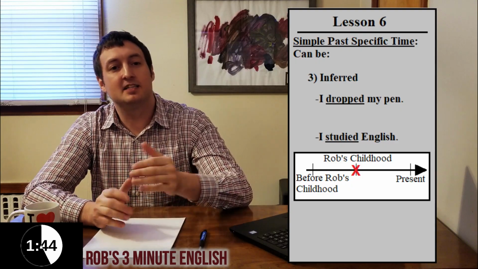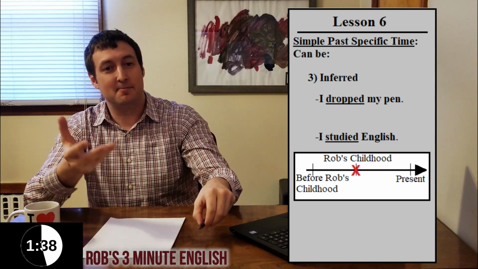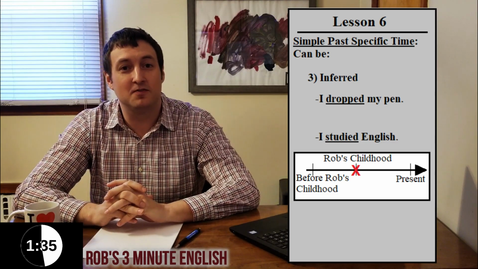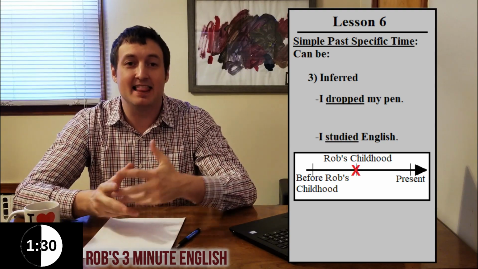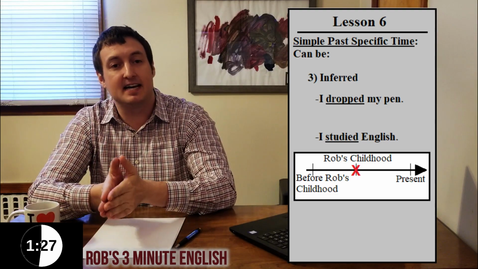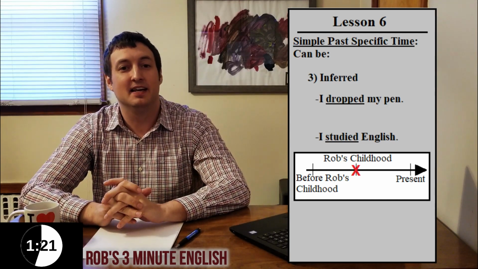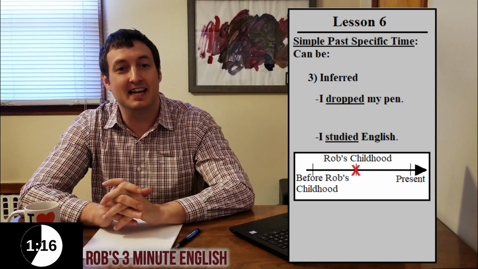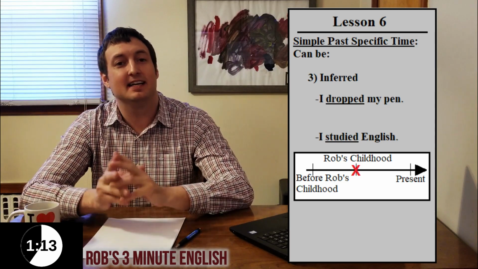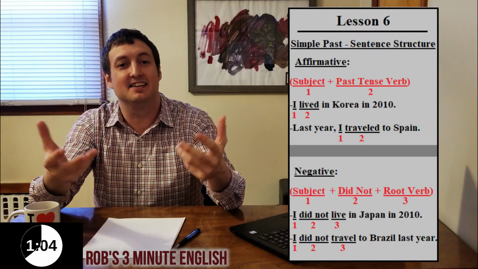Now third, the specific time can be inferred. So, for example, if I'm in class and I drop my pen on the floor and I look at the student beside me, I can say, I dropped my pen, and that student can infer that the specific time was a few seconds ago in the past. Another example, if I say I studied English, we can infer, since English is my first language, that the specific time is my childhood.